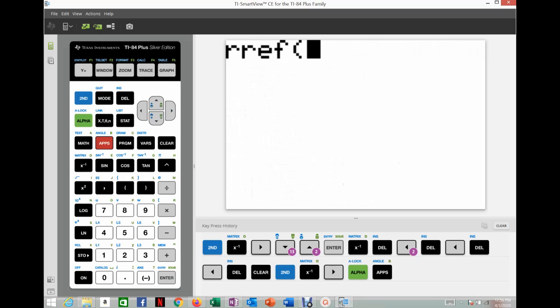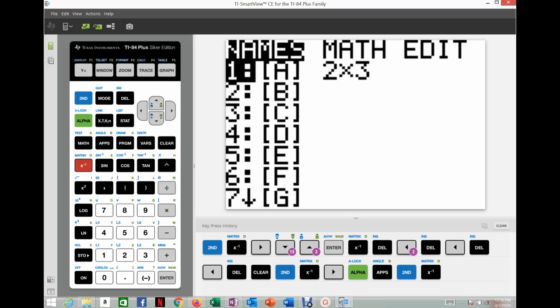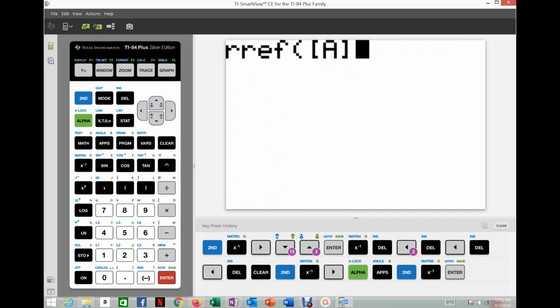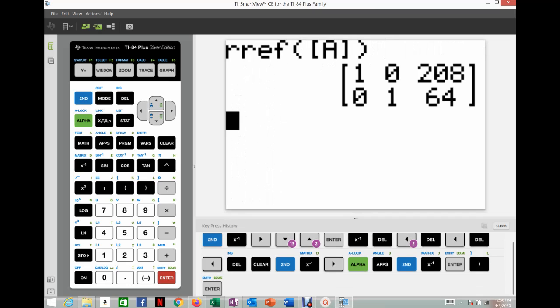All right, so there it is on my home screen. One more time into my matrix key. Matrix, pick the name of your matrix. The name of my matrix was just A. That's the one there. Hit enter, and then end parentheses. Now you should have RREF, the matrix A that you typed in. Once you've got that on your home screen, hit enter, and then it'll solve it for you.